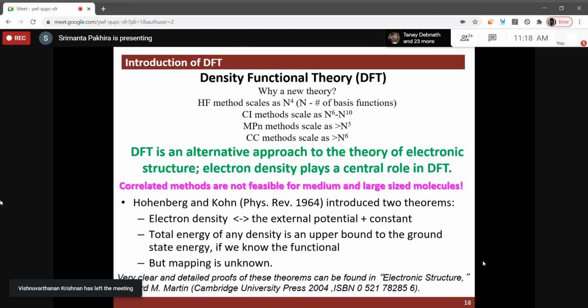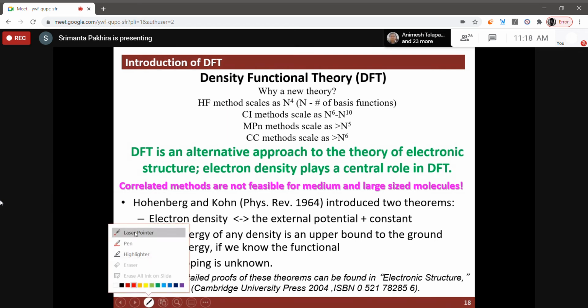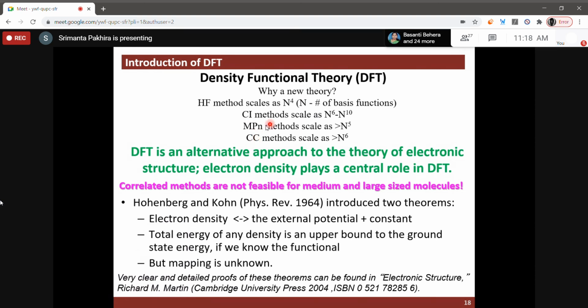Density functional theory, as I already told, is an alternative approach compared to the other electronic structure theories. In this case, the electron density is the most important parameter, the central role. It is not as accurate as correlated methods, such as the coupled cluster method, MP2 or CI. It would be medium quality, but better than Hartree-Fock. It is not for very large systems, but for moderate, medium-size systems it would be okay.